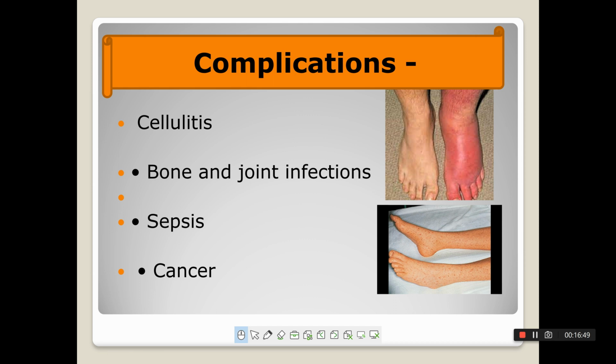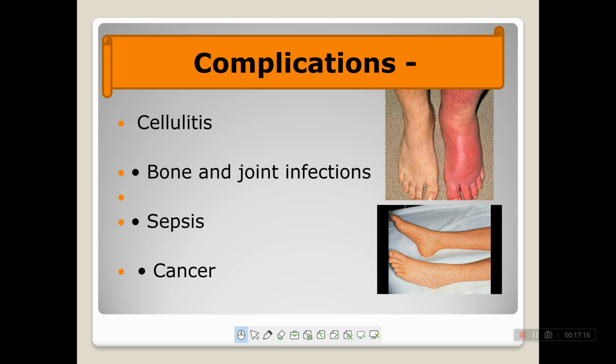Then, what are the complications of a pressure sore? Firstly, we have cellulitis. Cellulitis is due to a serious bacterial skin infection, and in this the inflammation occurs due to bacteria entering the skin, and it is also a complication of the bed sore.